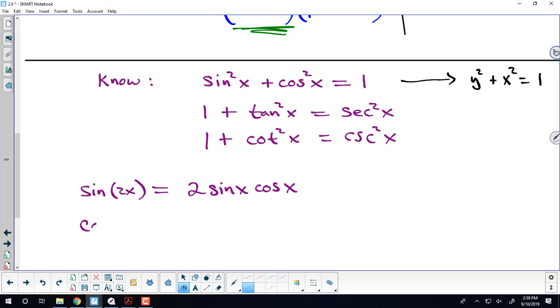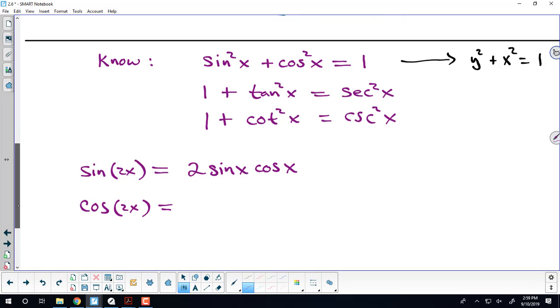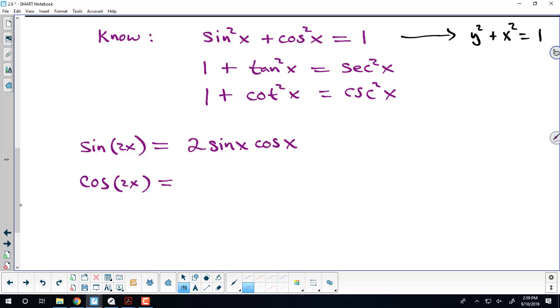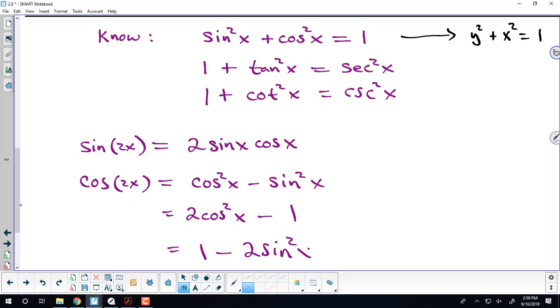And then cosine of 2x. There's actually three identities for this one. It's cosine squared minus sine squared, or 2 cosine squared minus 1, or 1 minus 2 sine squared.